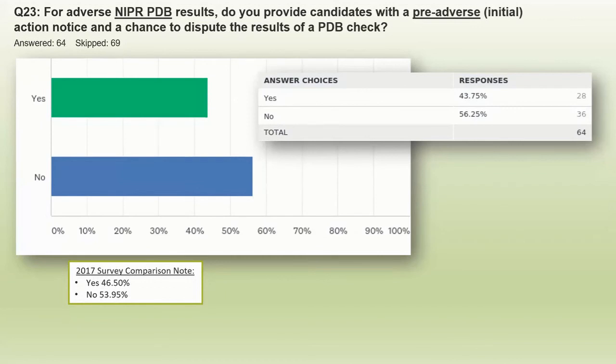Now for those PDB results, do you provide a pre-adverse or initial action notice? Again, we talked about those pre-adverse notices on your standard background check. What about a PDB result? Maybe a PDB result that's at the time of the background check, or maybe one that might be a little bit later and could still be a consumer report. Are you providing some type of initial notice of, hey, this is what we received back from the PDB and we may not be moving forward with you as a result of it? Do you wish to dispute any of that information? The numbers are flat, if not less desirable than I would think they would need to be.